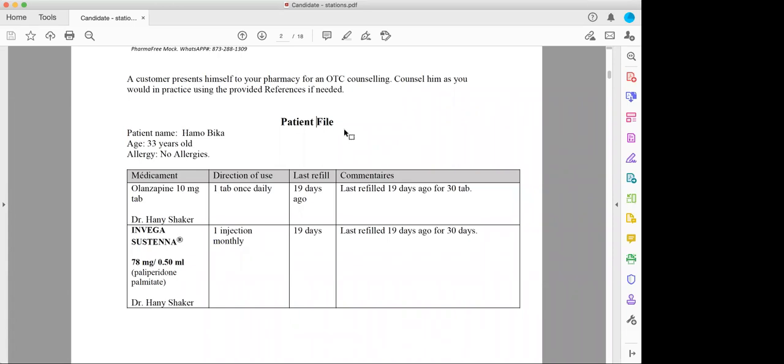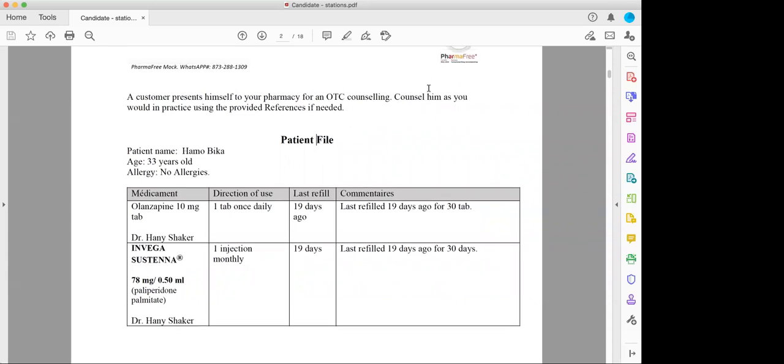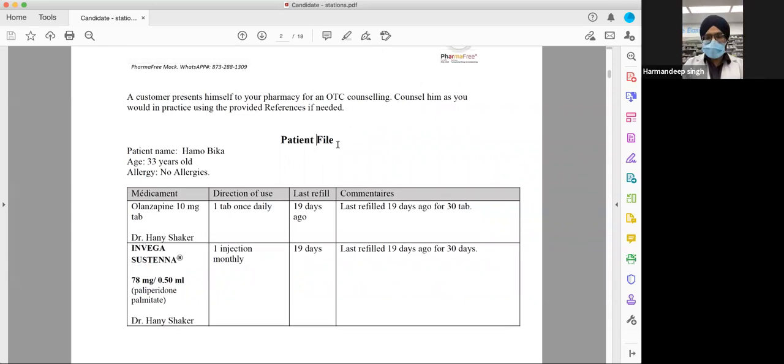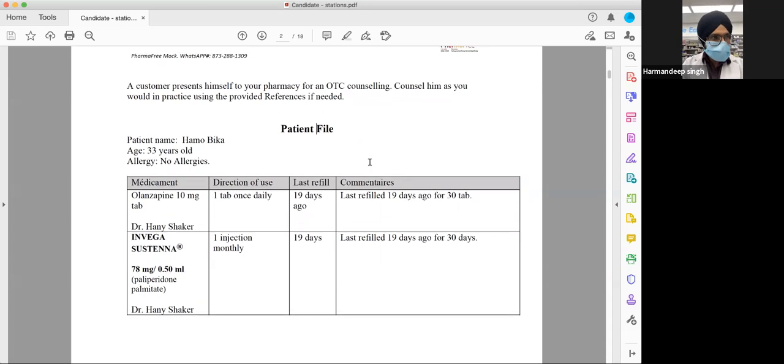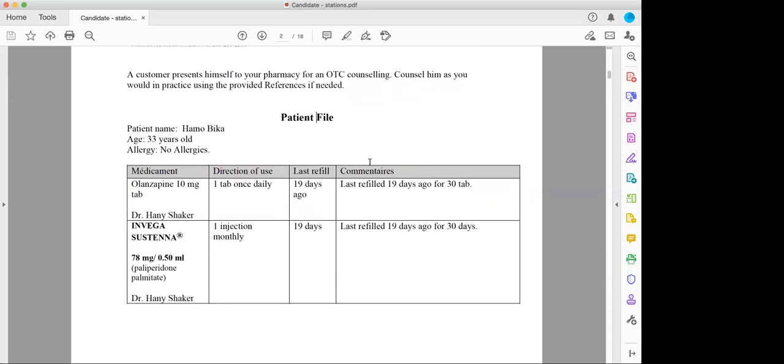Okay, so let's start. Yeah, go ahead. Okay, my name is Harman. I'm the pharmacist on duty. How can I help you? I would like to quit smoking. I wonder if you can help me. Sure, I can definitely help you.